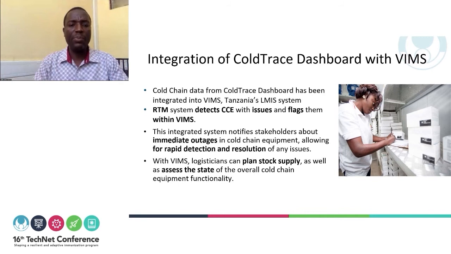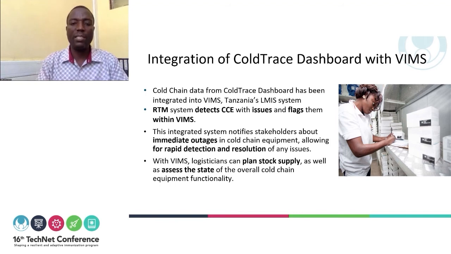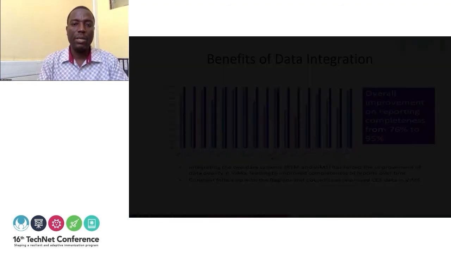And it has helped the district immunization officers in the sense that by knowing the functionality of the cold chain equipment, because they have the real time on the dashboard, whether the cold chain equipment at this facility is working or not, they can now plan ahead whether to proceed with the distribution or not, because they have all that visibility just using the dashboard from the vaccine information management system.